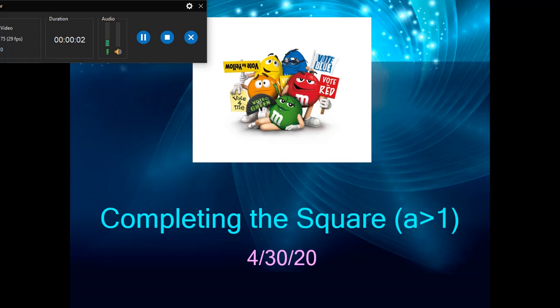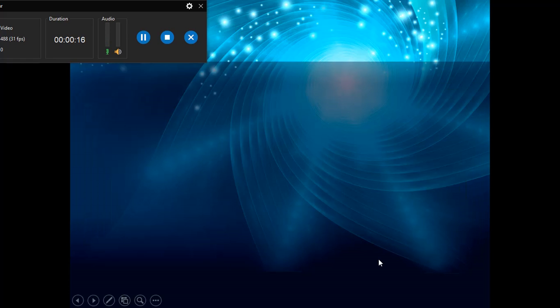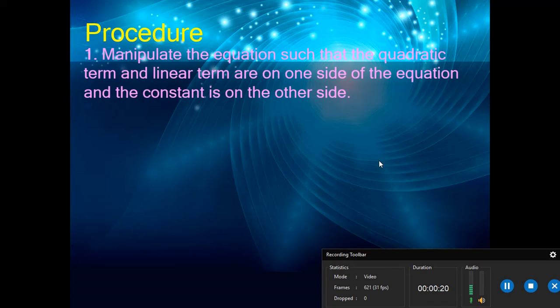Today we're going to work with completing the square when the value of a is greater than 1. You can use April 30th for your notes. And the note packet should have 3 pages today and go up through example 4. We're only going to add one small thing to our completing the square process.